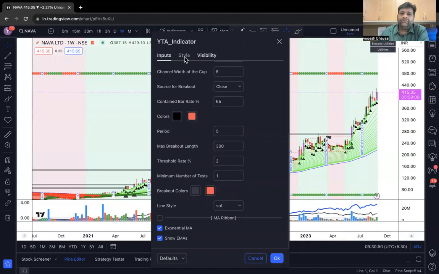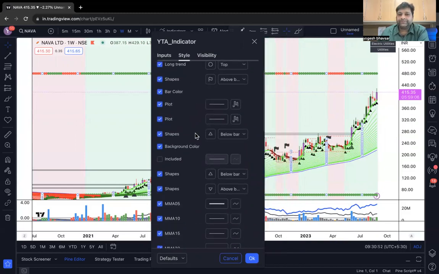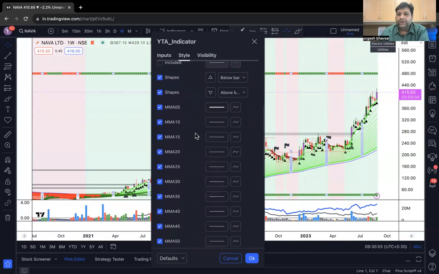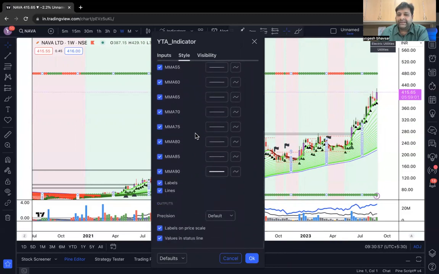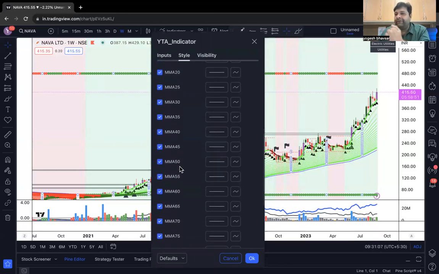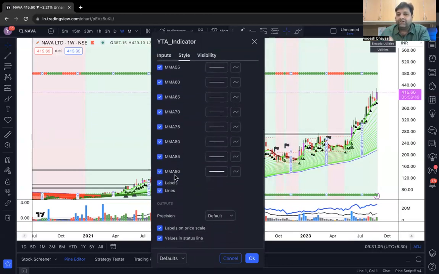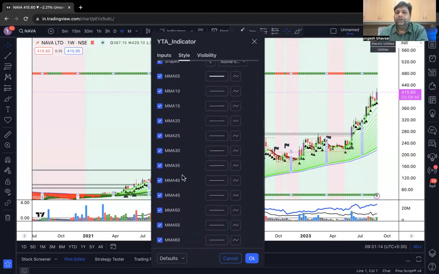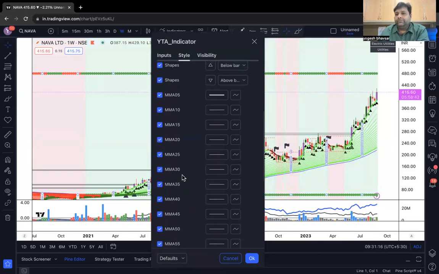Okay. Now, if you go in style, do not tamper with any of the settings. Over here, you can see the EMAs taken. See, EMA 5, 10, 15, 20, 25, 30, 35, and it goes on in the gap of 5 to 10 till it reaches 90. Sorry for that.